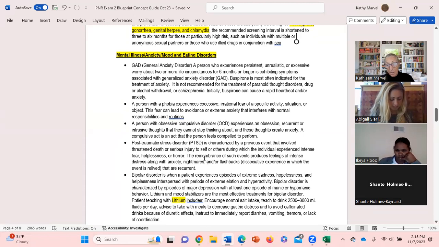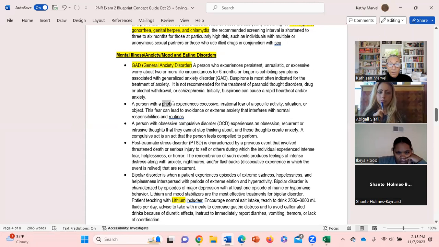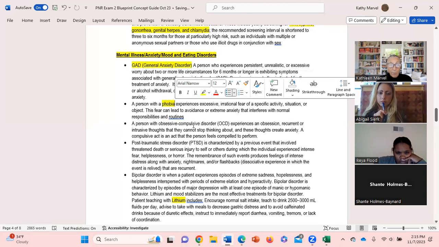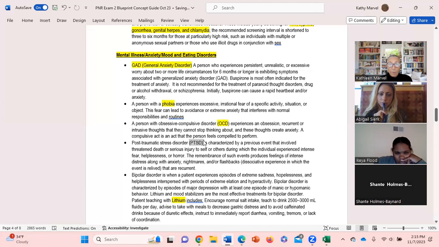Okay, so in this section, after reading about general anxiety disorder, phobia, OCD, PTSD, and bipolar, so we've got 5, if you were given some scenarios, could you pick out what mental illness that was pointing to? Because that's what you're going to be asked. All right, so you've got 5 of them here. Okay, so you need to have an understanding of each of them.